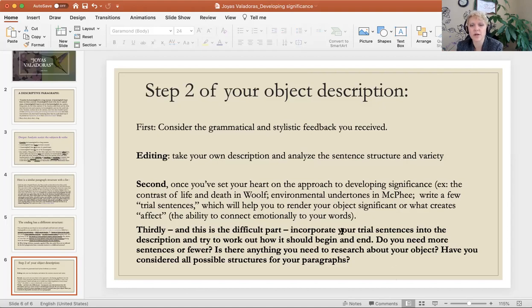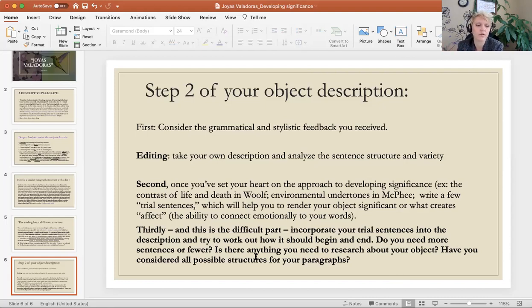You know, so you can look at what you've produced and say, do I need more or fewer sentences here? Is there anything, for example, you don't know about the object you're describing? Should you do a little bit of research and find out a little more about your object? Have you considered how to lay out the information that you know about the object and its significance? Have you considered all possible structures of your paragraphs?